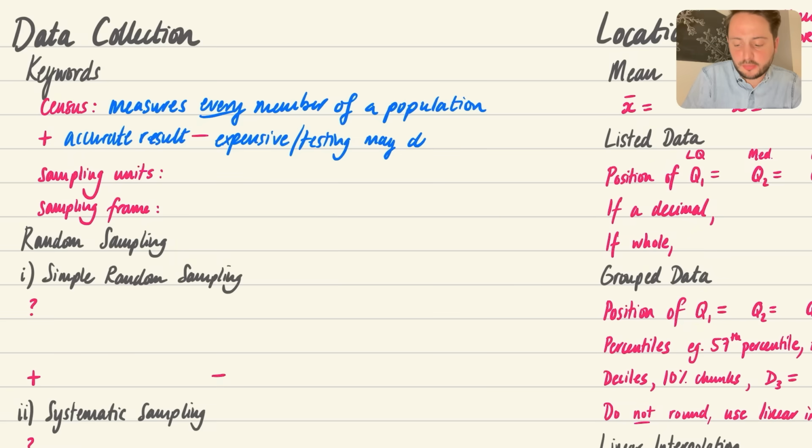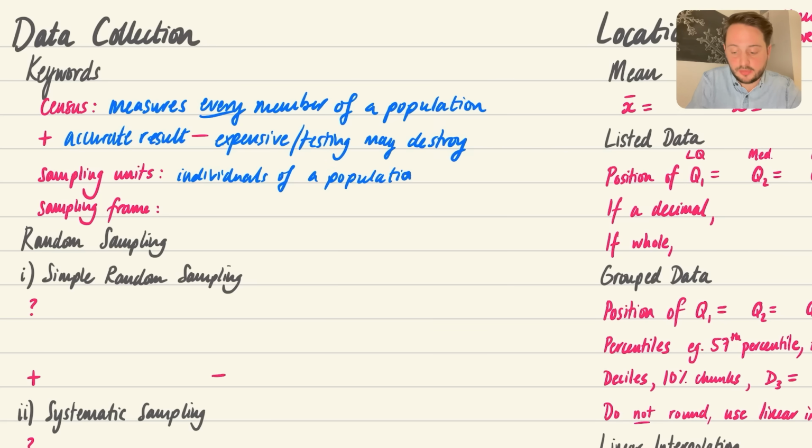So I think there's an example in the textbook where they talk about testing all of the avocados to see how ripe they are. That would destroy the avocado, so it's not a very good thing to do to all of them. The sampling units are the individuals of the population. The things that you might want to sample. They don't have to be people, they can be avocados. The sampling frame is a list of sampling units. And so a sampling frame might be something like a list of all the students in the school, or it might be a list of all the residents in a particular area.